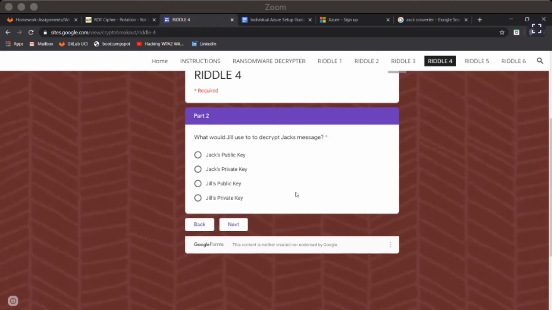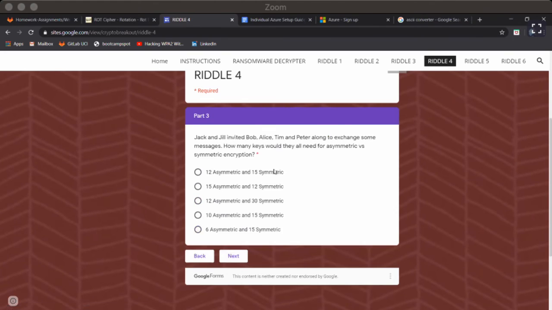And then when Jill decrypts Jack's message, she uses Jill's private key, right? Yeah, because when she gets it, she converts it with her private key. Exactly. Jack encrypts with Jill's public key, and Jill decrypts with her private key. Good job, guys. Good understanding of that.